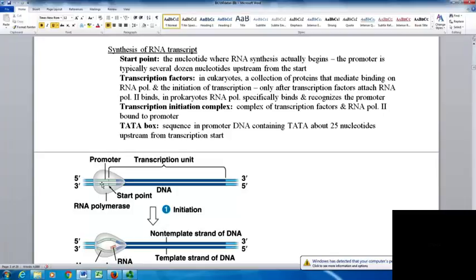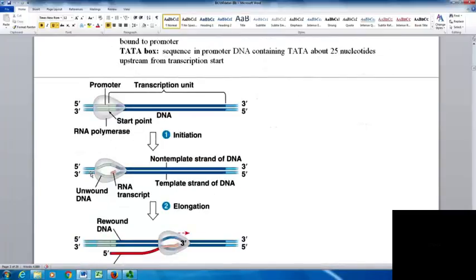Your transcription initiation complex is going to be the complex of transcription factors and the RNA polymerase II bound to the promoter. Within the promoter, we've got this sequence we refer to as the TATA box. It's going to contain TATA, about 25 nucleotides upstream from the transcription start.